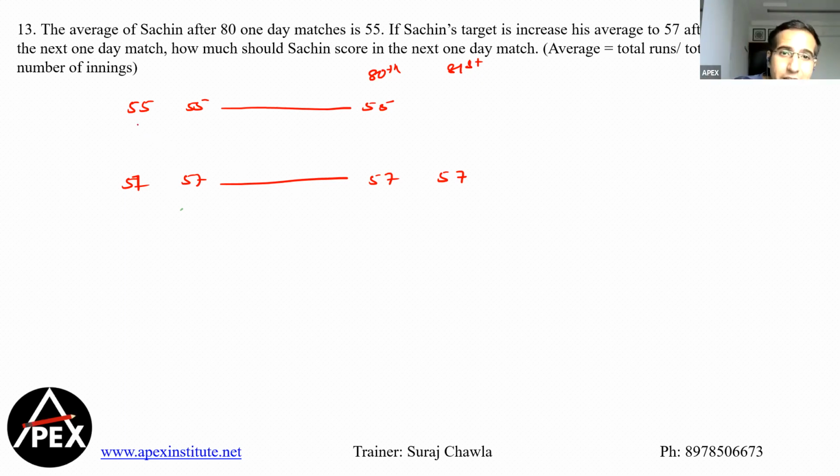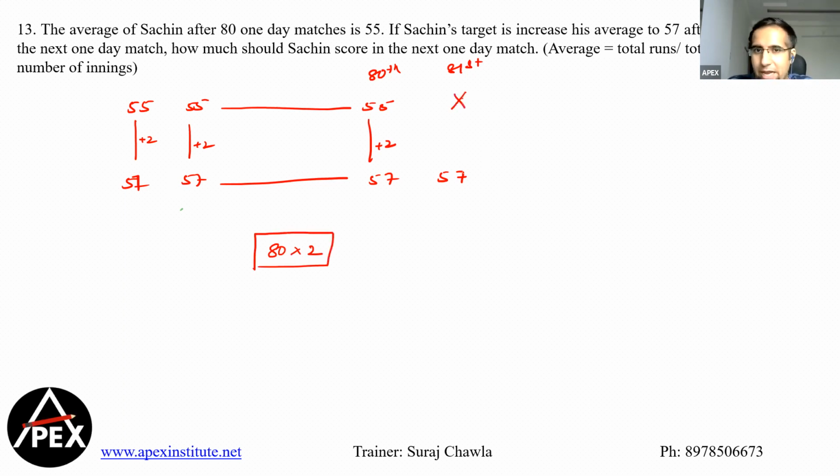So can I say in all these 80 he is increasing by 2? So if in all these 80 he is increasing by 2, that means 80 into 2 is the increase value. Here he has not played and here he has got 57. So can I say the answer becomes 80 into 2 plus 57? Because when he played initially, he did not play the 81st match. So 160 plus 57, my answer becomes 217.